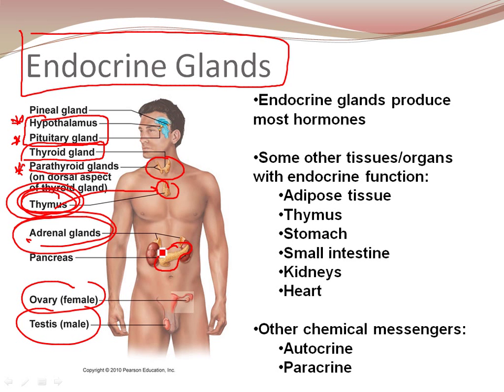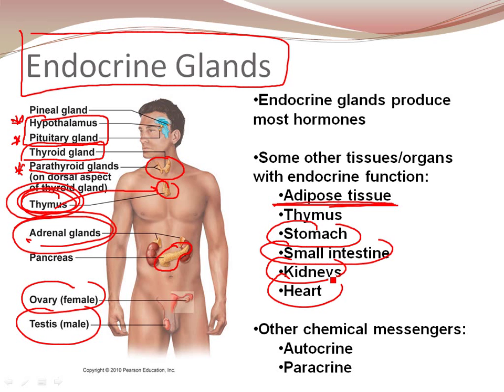And some other organs or tissues within the body make hormones that you may not have thought about before. Your adipose tissues, your fatty tissues, the stomach, the small intestine, the kidneys, and even the heart all produce one or more endocrine type hormones, even though they are not fully dedicated to just those processes.